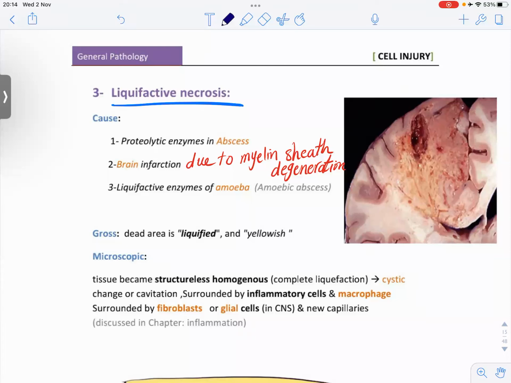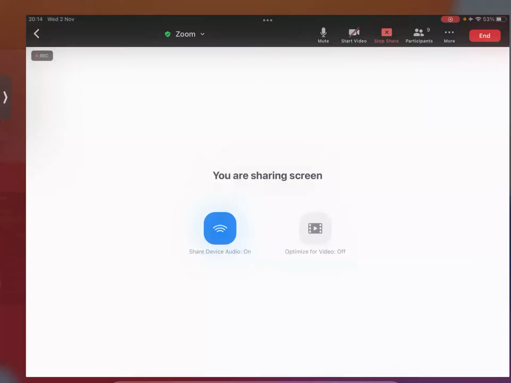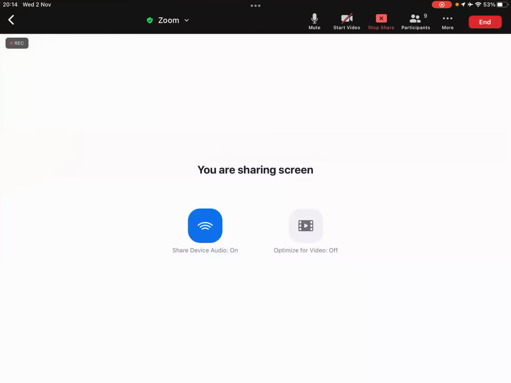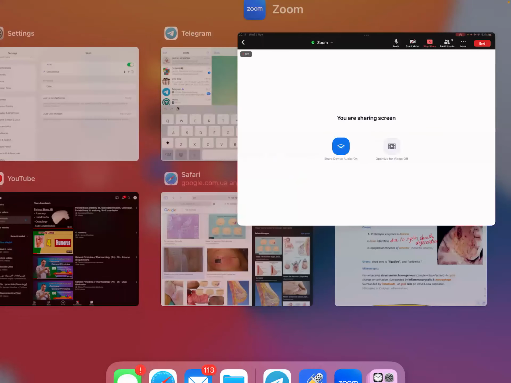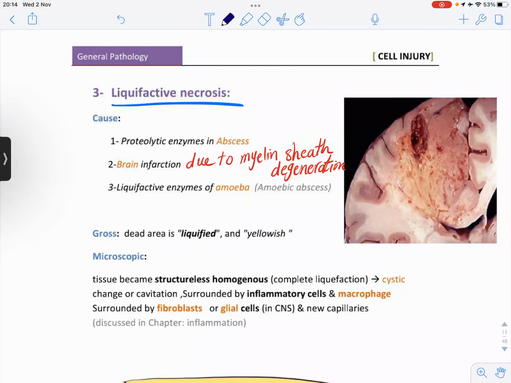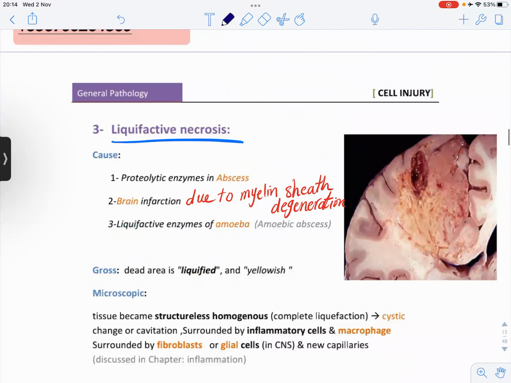The third type of necrosis is called liquefactive necrosis. What does liquid mean? Liquid means water, pus. So what's the cause of liquefactive necrosis? Liquefactive necrosis appears due to infection. When infection occurs in the cell, of course, the immune cells will come quickly to eliminate this infection and try to kill the infected cells.